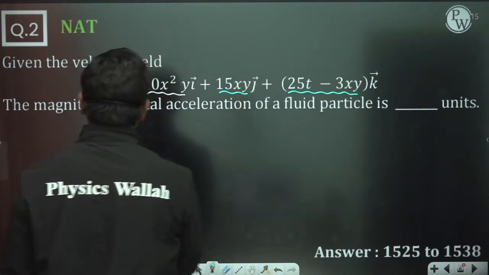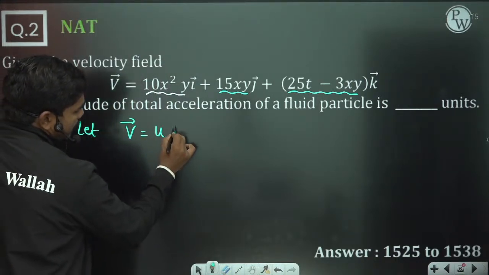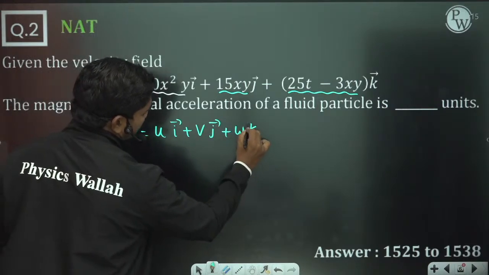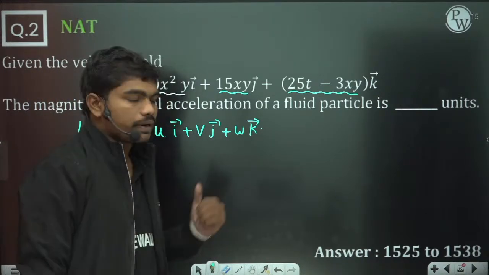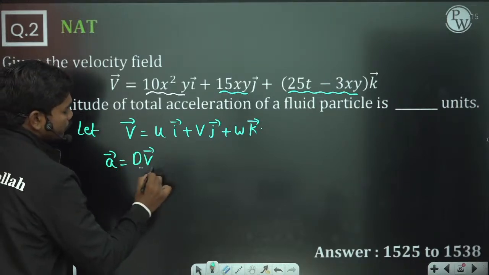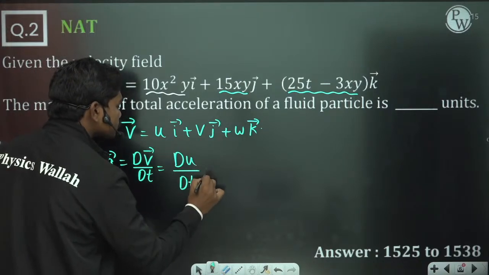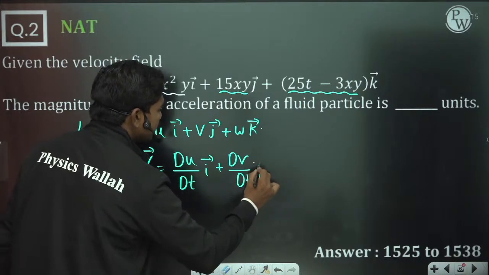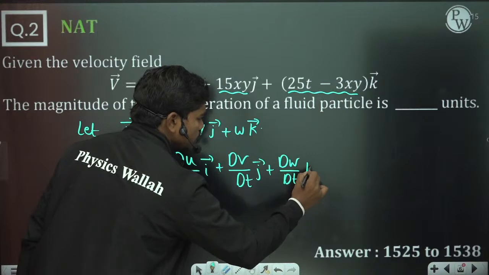See here, let the velocity profile be something like u times i plus v times j plus w times k. Now, acceleration is nothing but the differentiation of this vector. So if you differentiate this, a bar is equal to dV by dt, then you will get the components du by dt i bar plus dv by dt j bar plus dw by dt k bar. Only one question I have kept on acceleration.